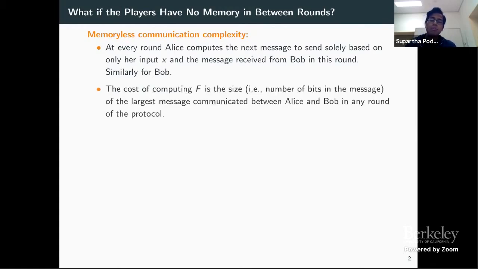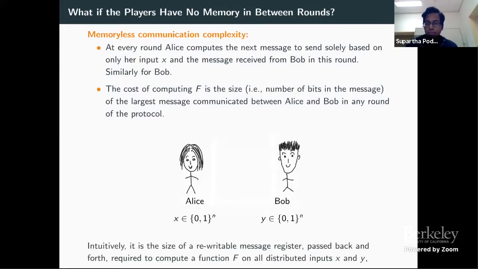And the second way we differ from standard communication complexity is via how we compute the cost. The cost in this model for computing a function f is the size of the largest message communicated between these 2 players, Alice and Bob. Let me explain this pictorially with this example.